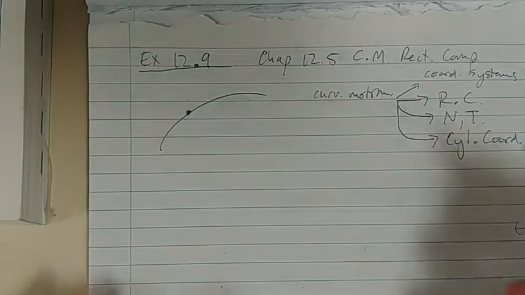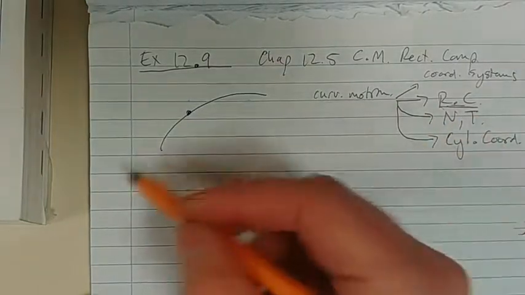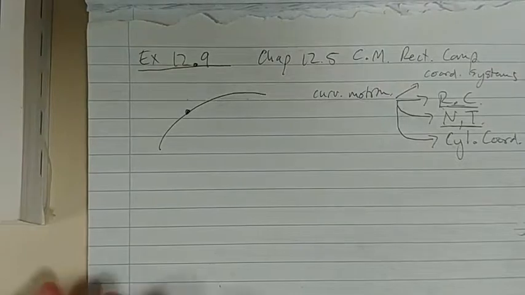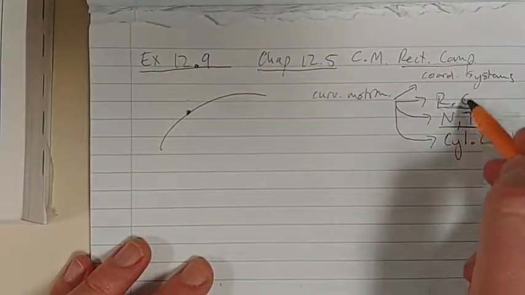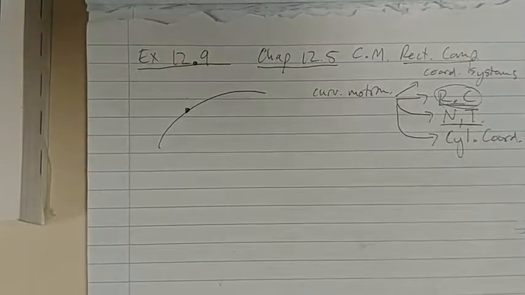Sometimes it's better to use rectangular coordinates to analyze that motion. Sometimes it's better to use normal and tangential coordinates. But the point is 12.5, we're looking at rectangular components.